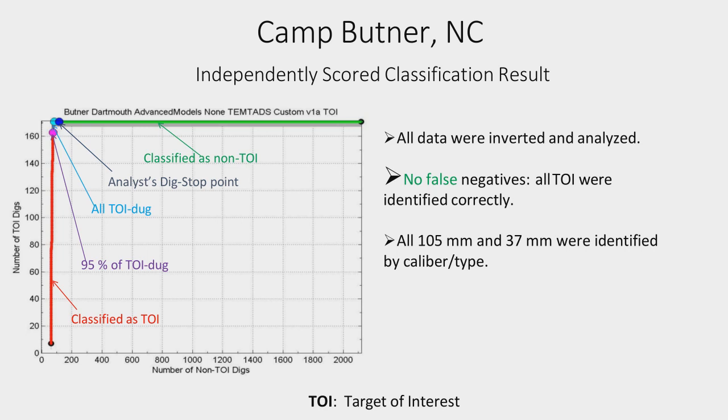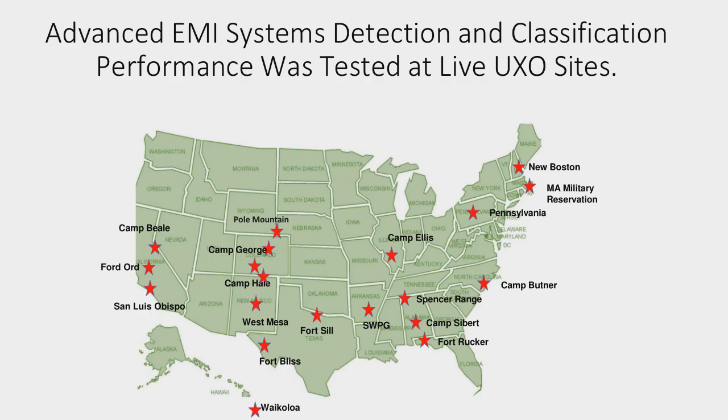There were 171 targets, and we classified all of them as UXOs, as well as classifying them by type, meaning that we are able to distinguish 37 millimeter from 105 millimeter, as well as a small nose piece of the UXOs that we also identified as targets of interest.